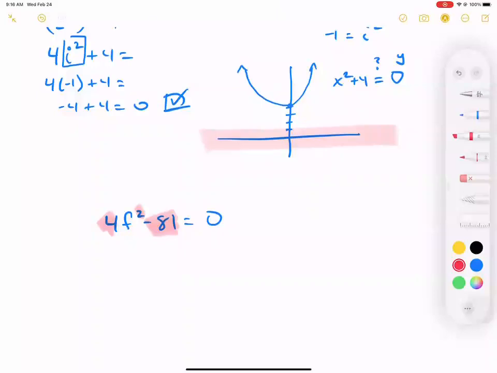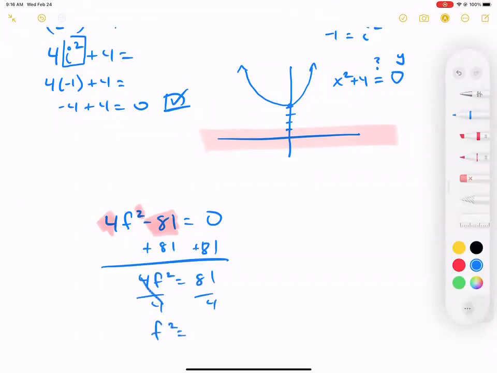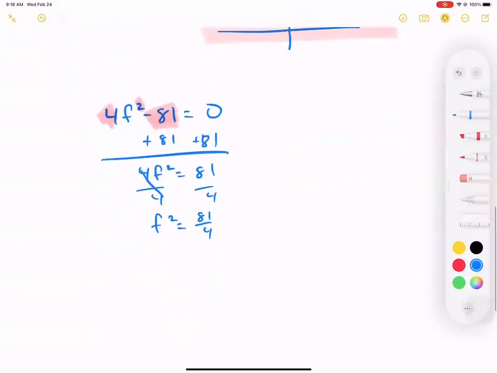So we have to get rid of a lot of stuff here, so let's just go in reverse order of operations. Plus 81 to both sides. 4f squared is equal to 81. We're going to divide both sides by 4. f squared is equal to 81 over 4. Now the next move here would be to take the square root of both sides.